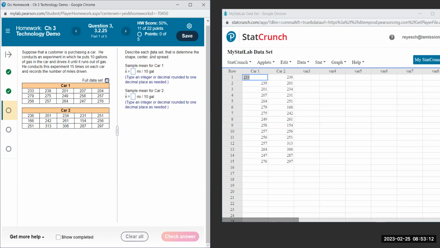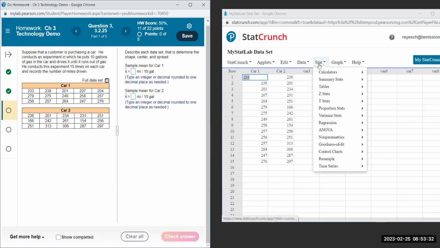Describe each data set. So let's now compare. We want to know the shape, the center, and the spread, which is like the typical deviation from that center, or how much it typically varies from the center. Okay, so we want the mean for both cars, so the average. So we're going to go to Stat. Let's open this in StatCrunch.